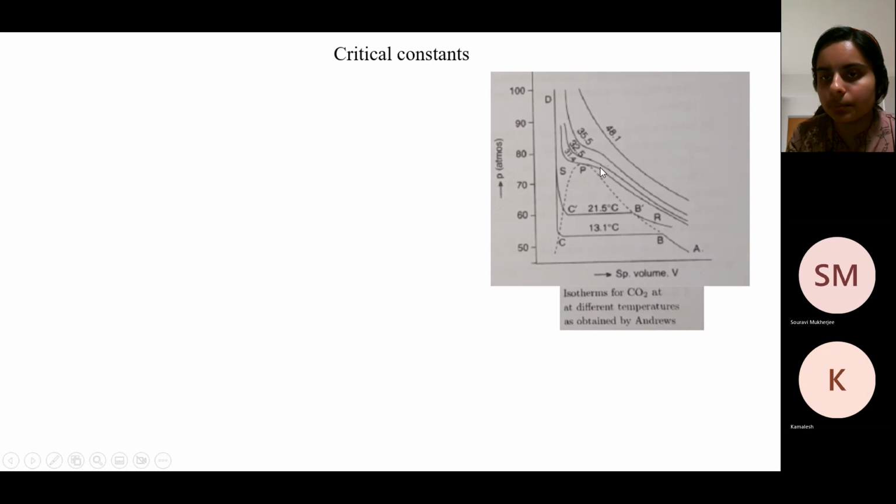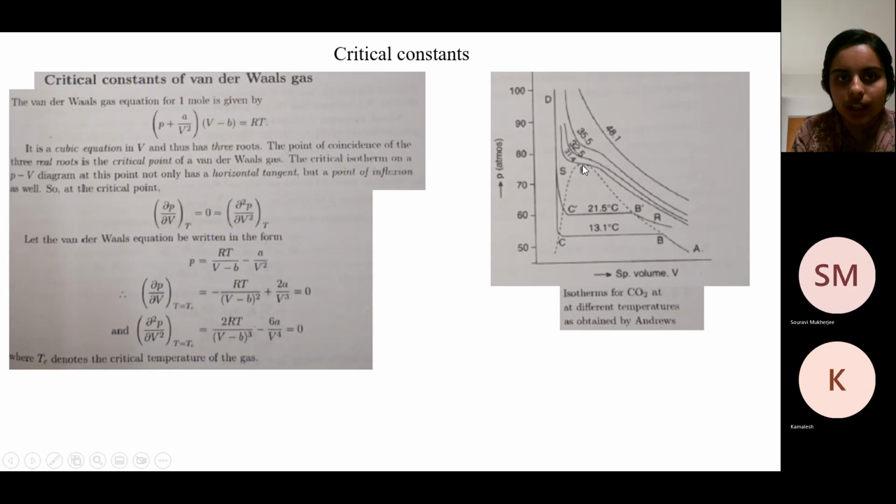If you look at the plots here, you'll see that at the critical point, del P del V and del square P del V square go to 0. So if you are asked to find the critical point, given your equation of state, you can do del P del V and del square P del V square and set them to 0.